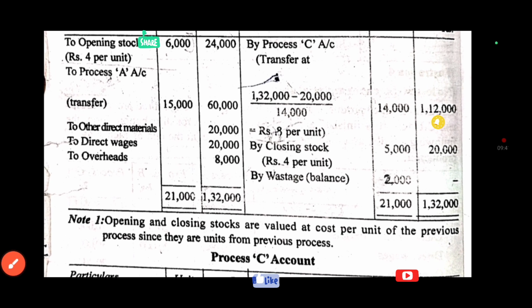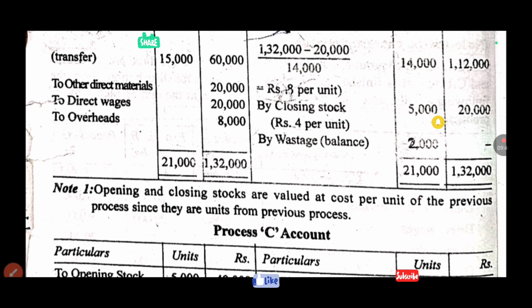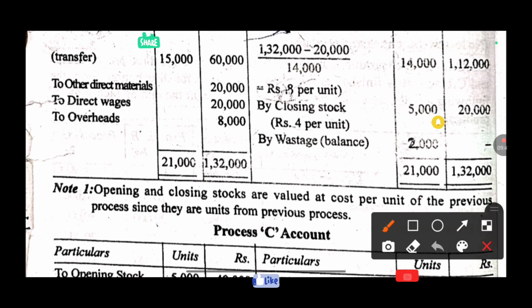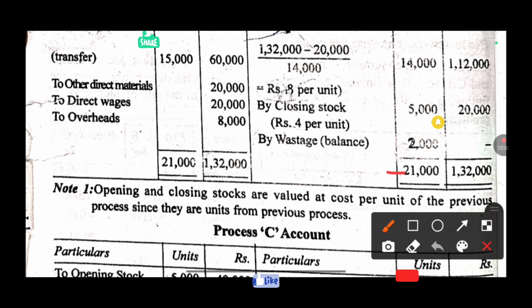Then come to find out the unit column. We need to calculate the unit column. What is the total unit we have? The total is 21,000 units. Then you need to sum up the credit side values, that is the 14,000 units output and the 5,000 units closing stock added together, you will get 19,000 units. That 19,000 units will be subtracted from the total of 21,000 units. You will get 2,000. The difference is 2,000 units, right?